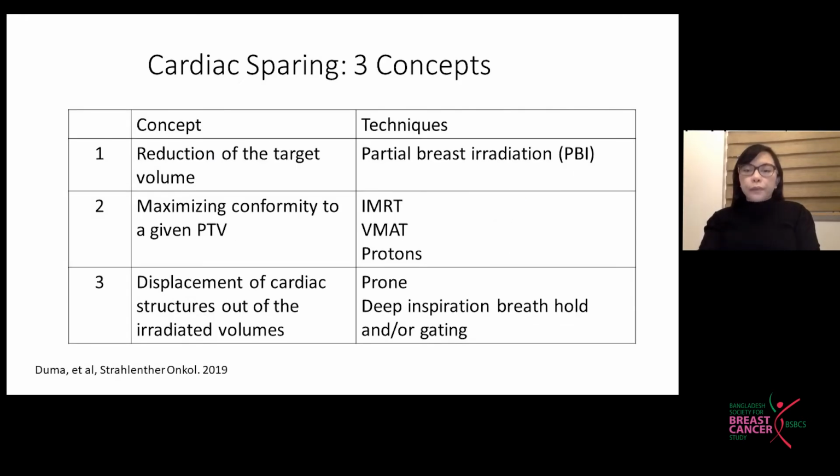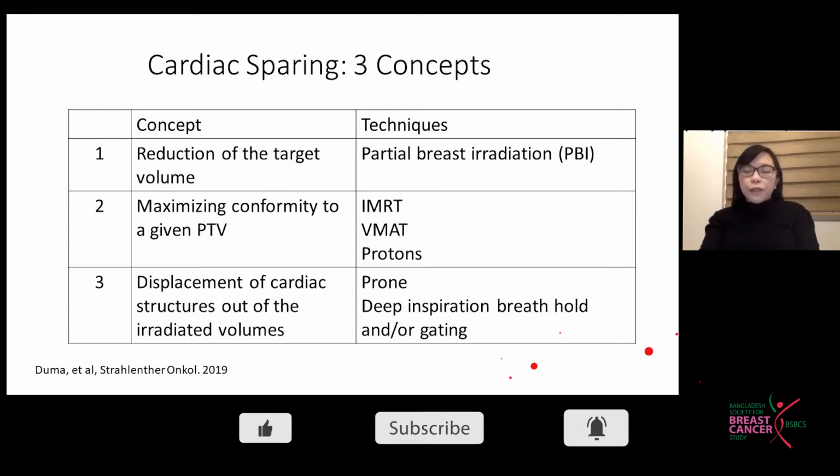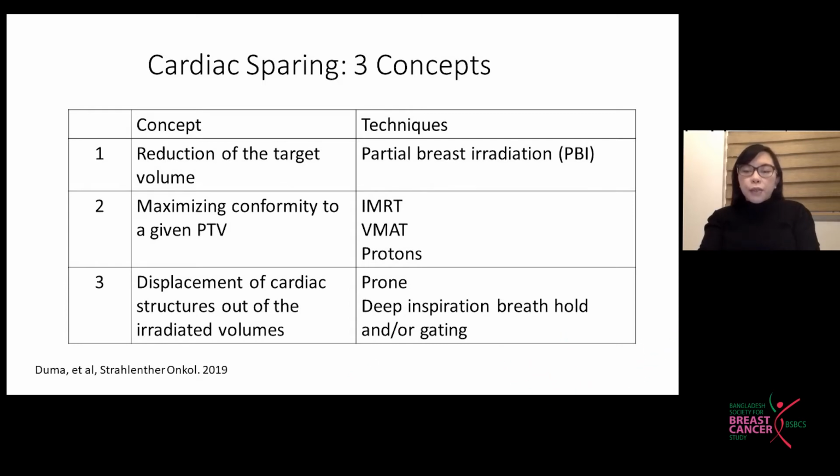There are 3 different concepts for reducing the heart dose in breast cancer patients that can be employed. First is reducing the target volume, as in partial breast irradiation. Next is maximizing conformity to a given target through the use of modern techniques such as IMRT, VMAT, and protons. And third is displacing cardiac structures out of the radiation field, for example, through prone positioning and use of breath hold techniques. I will be going through these techniques one by one, discussing the advantages and disadvantages of each.